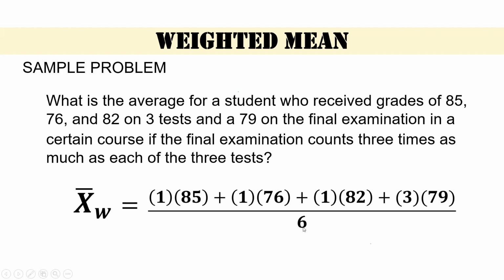But you might be wondering, sir, why did you divide by 6? Because 6 is the total number of units. There are 6 units, 1 plus 1 plus 1 plus 3, 6 units in all. That's why if you use your calculator, this student will get an average of 80. Questions? Yes, sir.